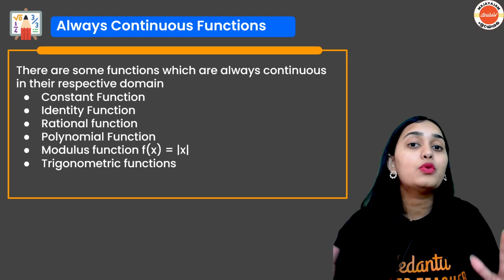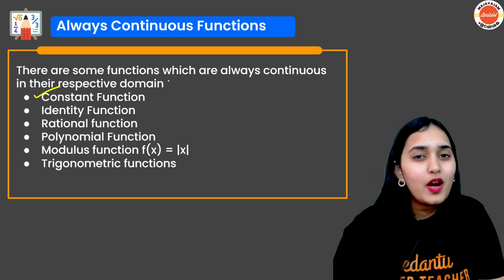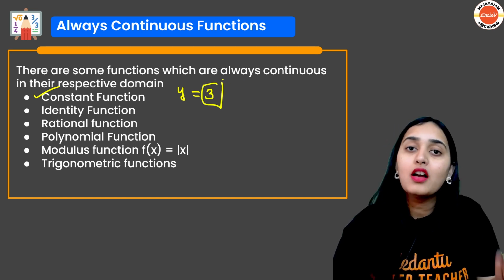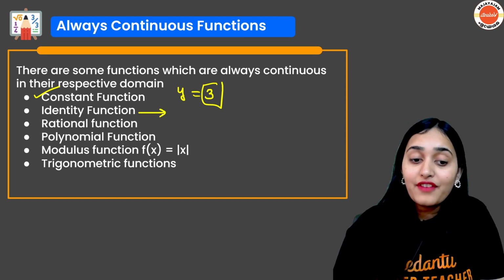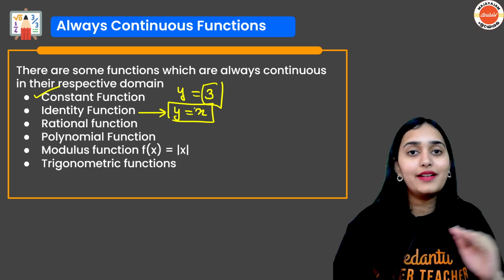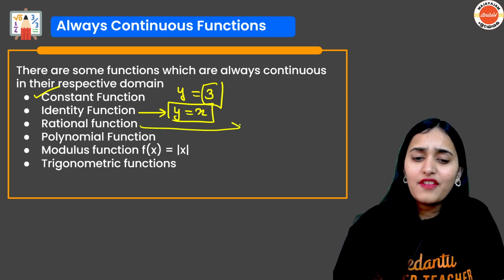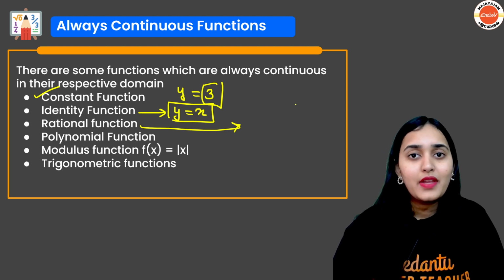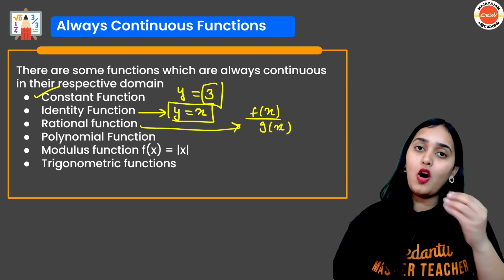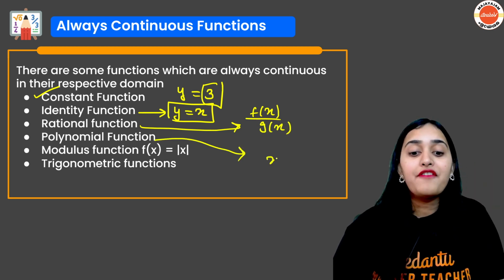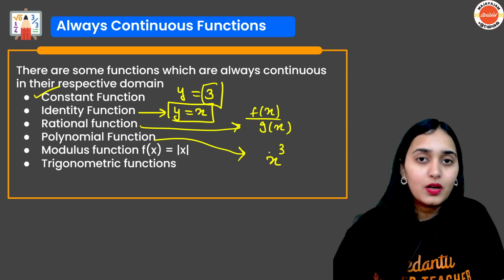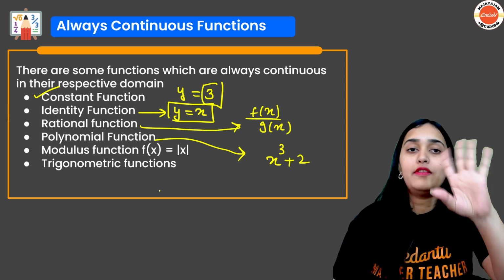Now, there are some functions which are always continuous. You do not need to check. What are they? Constant function. What is a constant function? y is equal to 3 is a constant function because it has a constant value. That's it. Identity function, y is equal to x. Always the graph will be continuous. It will not have any break. Rational functions, any polynomial functions, or you can say a function of the form f x upon g x, are always continuous. Polynomial functions, where the power of x is not negative, that is always a whole number. Such a function is always continuous.